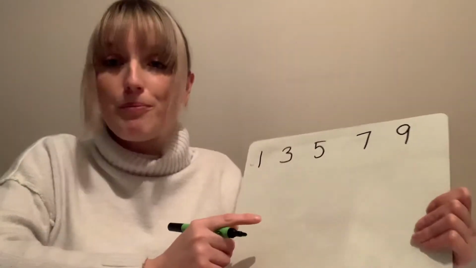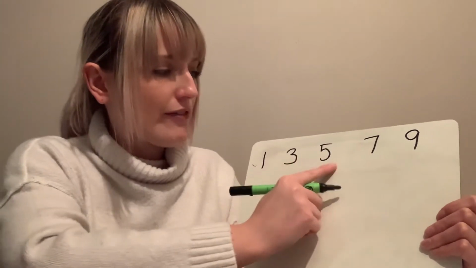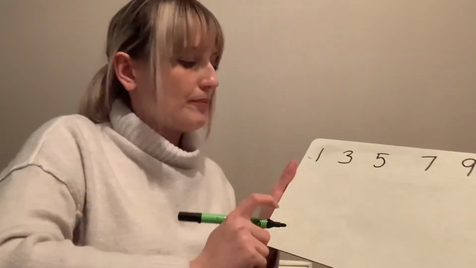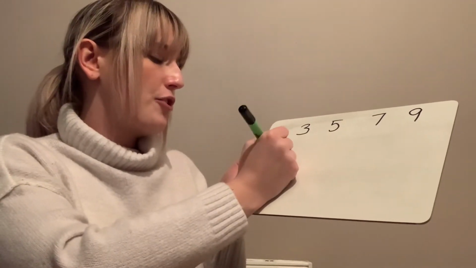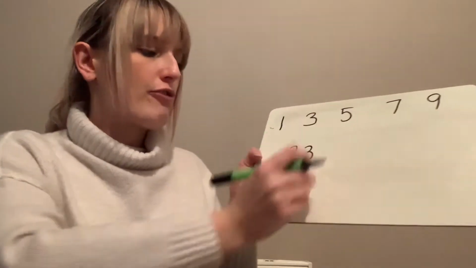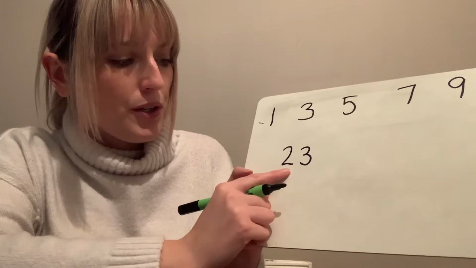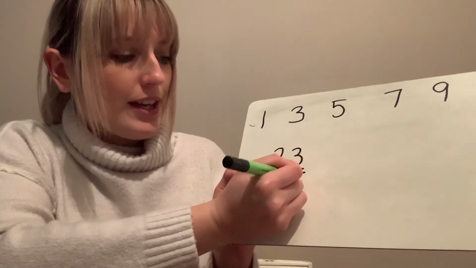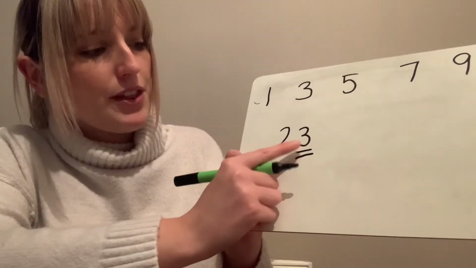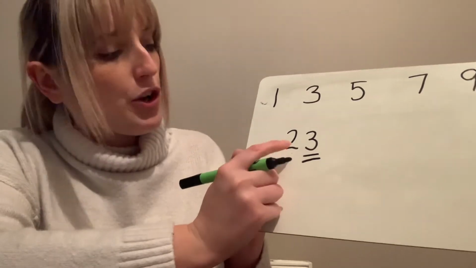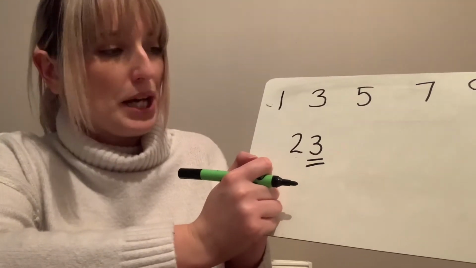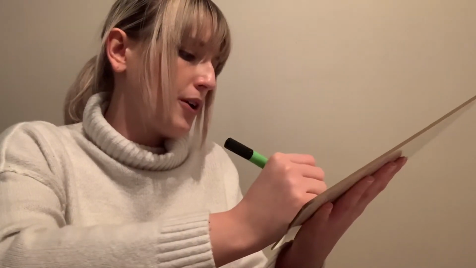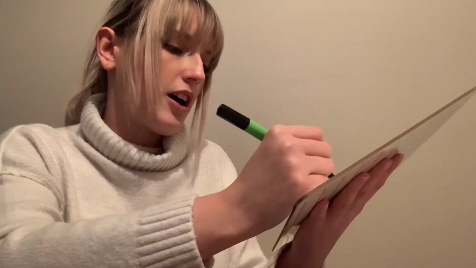So if a number ends in 1, 3, 5, 7 or 9, it is odd. Okay, so if I've got the number 23. Now I know 2 was an even digit, but that isn't the important number. It's whatever number is at the end. So because 3 is odd, the number 23 is an odd number.